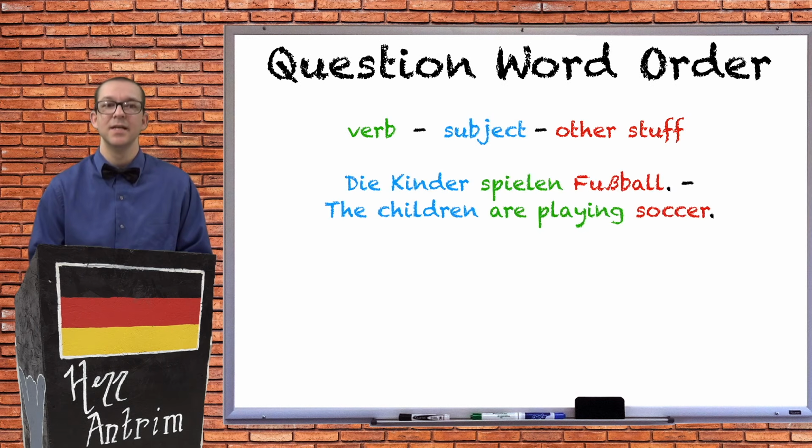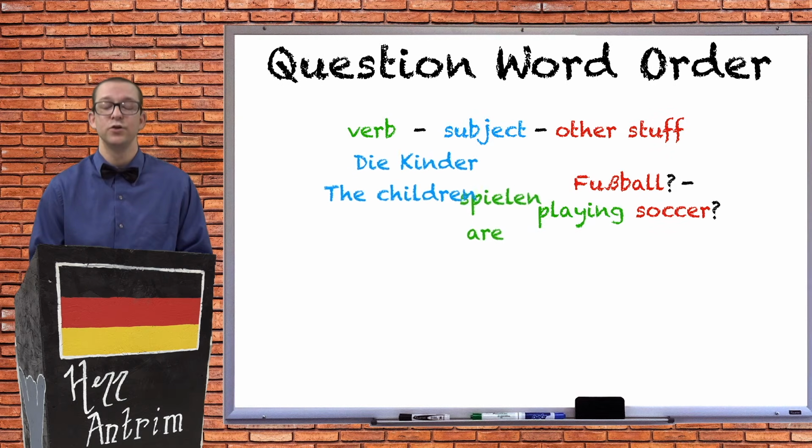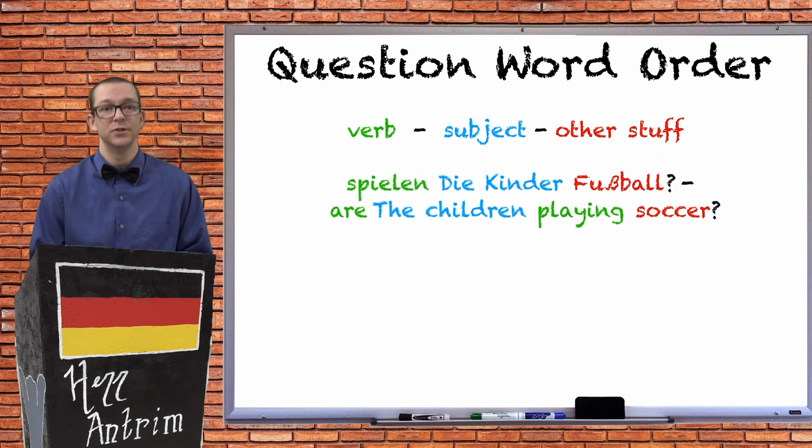Let's try that again. Die Kinder spielen Fußball. The children are playing soccer. Spielen die Kinder Fußball? Are the children playing soccer? Spielen is now at the beginning of the sentence, showing you our verb first.